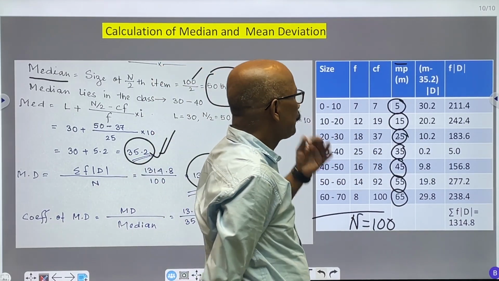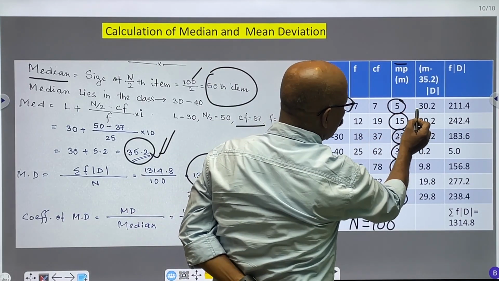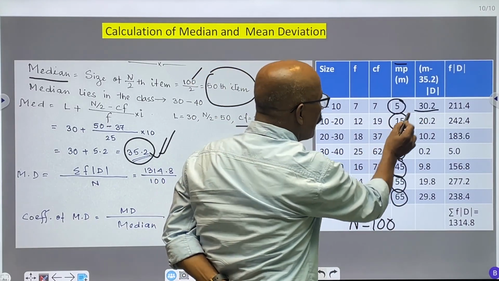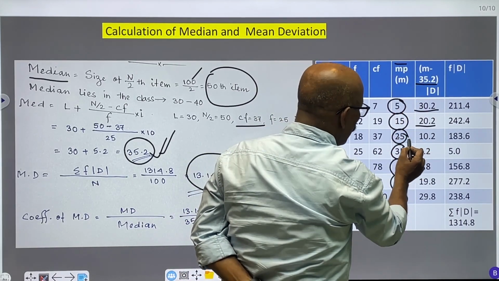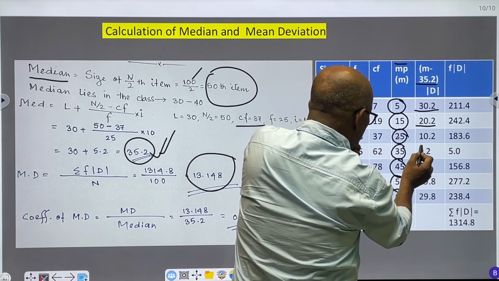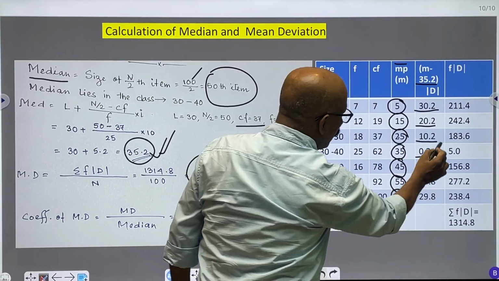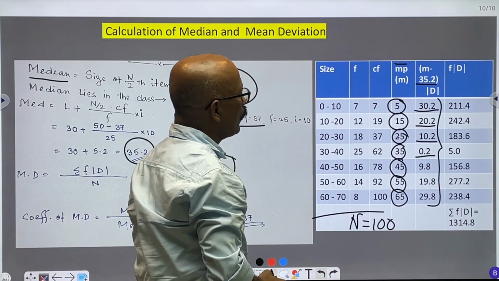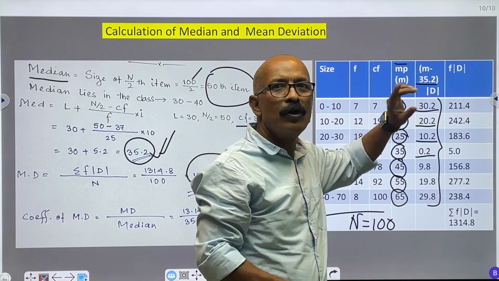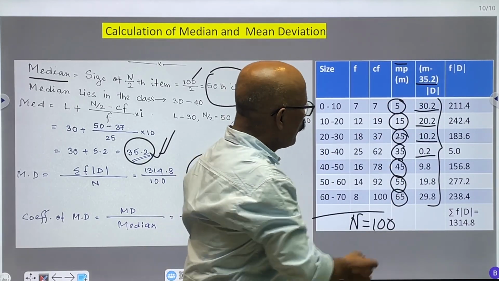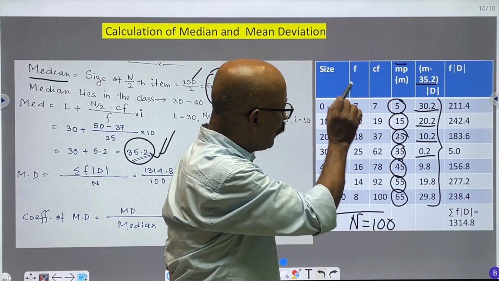These are in a gap of 10. Okay, now you see, mid value 5 minus 35.2 will be 30.2. Then 15 minus this one will be 20.2. Then 25 minus 35.2 will be 10.2. Then 35 minus 35.2, like that. You may calculate all these values in this way. Now this is the value of modulus d. Modulus d, this symbol always stands for ignoring the plus minus symbol. So no plus minus symbol is here. Now you see, this is the value of d.